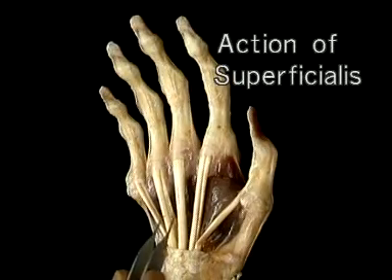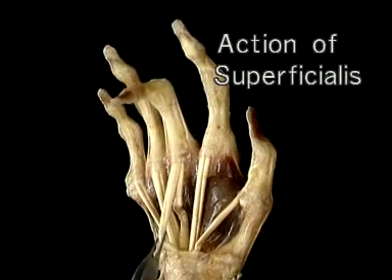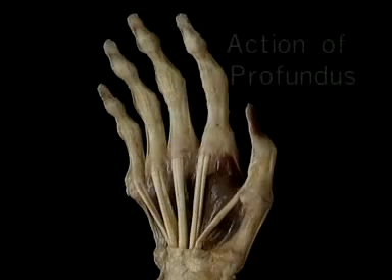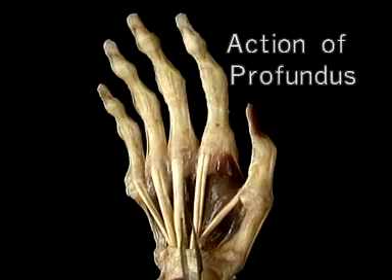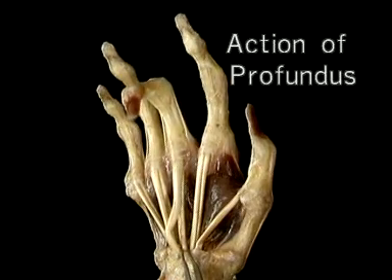The action of flexor digitorum superficialis is to flex the proximal IP joint and the MP joint. The action of flexor digitorum profundus is to flex both the IP joints and the MP joint. Now let's look at the muscles that extend the fingers. There are three, a large one that extends all four fingers and two small ones for the index and little fingers.